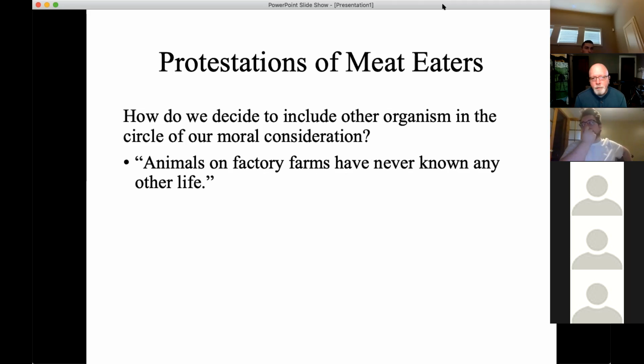Animals on factory farms have never known any other life. So why should we be concerned about them? This is kind of what they've been bred for. That sounds logically similar to "slaves on the plantation haven't known any other life," which is really paternalistic and problematic logic. So it's problematic from that standpoint. What else is problematic with this particular argument?